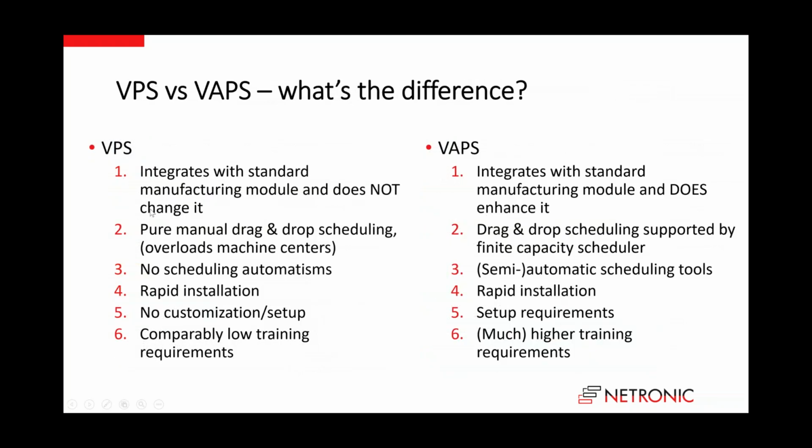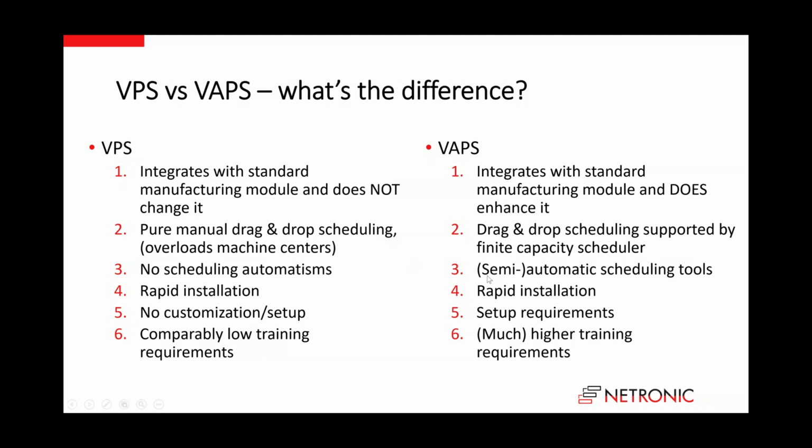As said, the VPS integrates with the standard manufacturing model, and it does not change it. Whereas with the VAPS, we actually make changes to the manufacturing model. We enhance it by functionality that is missing. So the VPS is the pure drag and drop front end, the visual front end to make manual drag and drop changes. It overloads machine centers, whereas the VAPS also is drag and drop scheduling, but it is supported by a finite capacity scheduler so that we make sure that your machine centers never ever are overloaded.